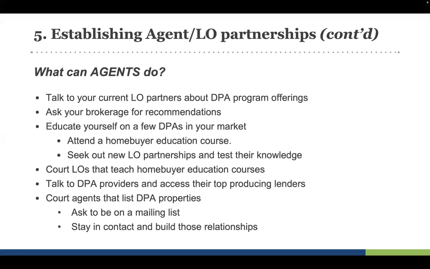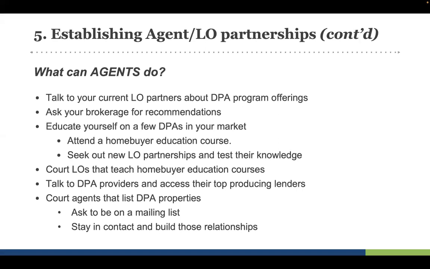And educate yourself about a few down payment assistance programs. And we've said this a couple times, but it's just so important. Even as an agent, get to know 1 or 2 or 3 of the DPAs in your market. Maybe even go to a homebuyer education class with one of your clients. If they're going to use a DPA and they have to take that class, sit with them through part of that class and just look at the content, look at what they're learning. Seek out new loan officer partnerships if you don't have a partner right now that works with DPAs.